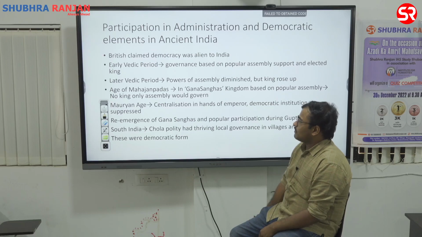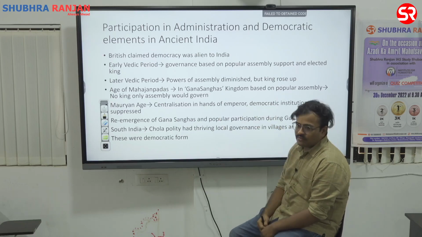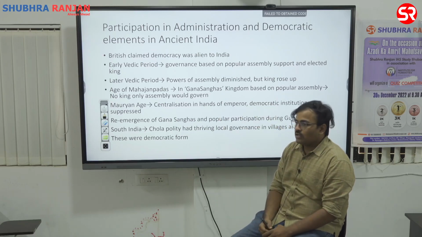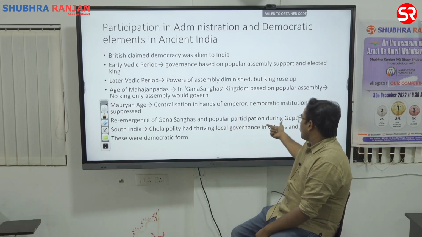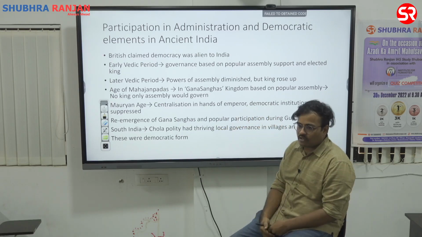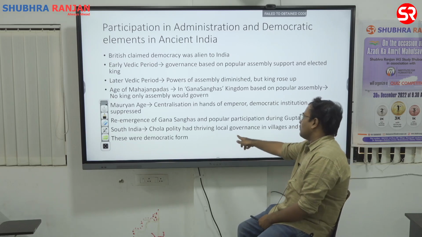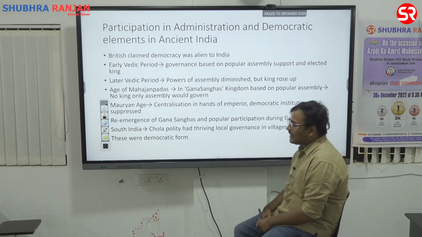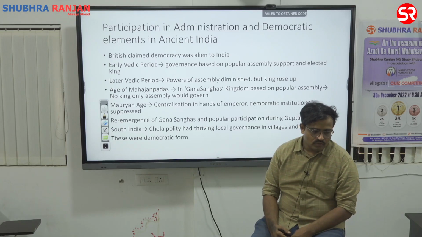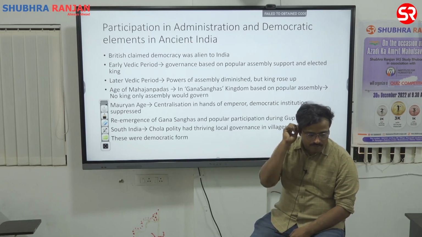Then after this, in the Mauryan age, there was centralization again in the hands of the emperor. Then there was a re-emergence of Ganasanghas and popular participation during the Gupta age, which I talked about. The last one is South Indian society. Cholan polity had thriving local governance in villages and at the city level. So that is the Cholan age. These are the prominent ones.